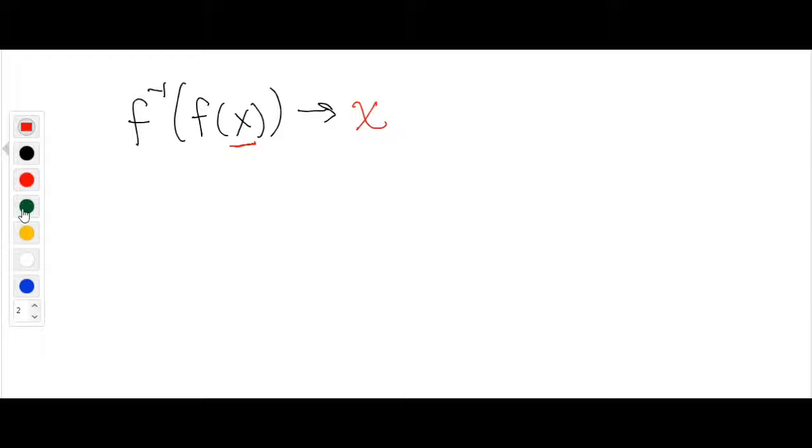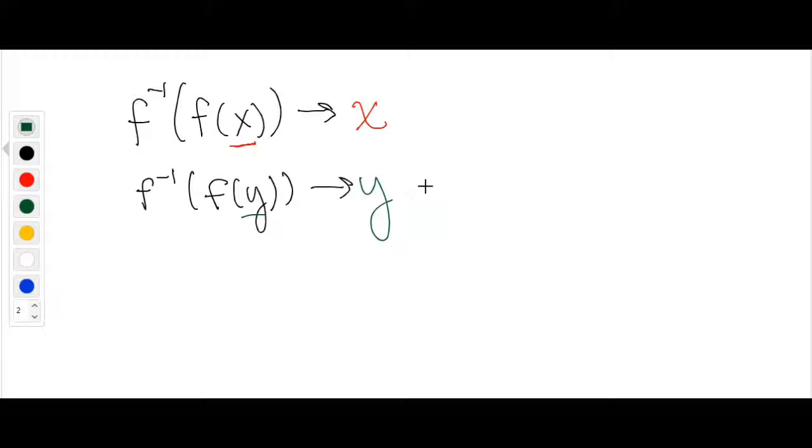An important thing to note is that when you're doing the inverse of the original function, the answer will always be whatever variable you were solving for. So in this case, it'd be x. If we instead had the inverse of f of y, that would be a little bit different. It'd be y. So it's always the variable you were just trying to solve for. Let's keep that in mind when we're doing these problems.